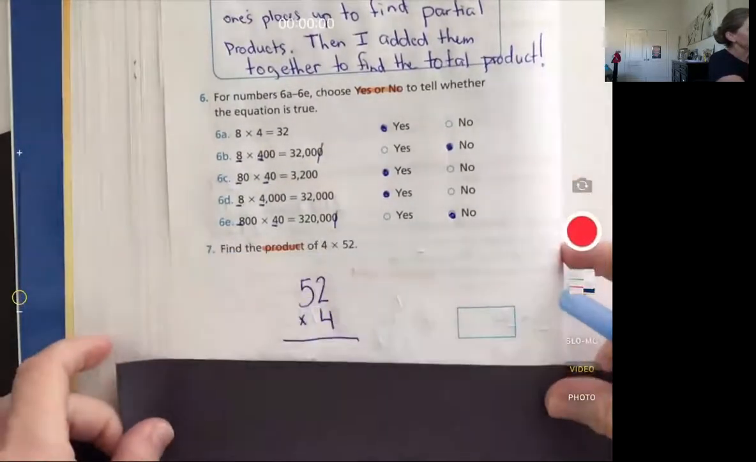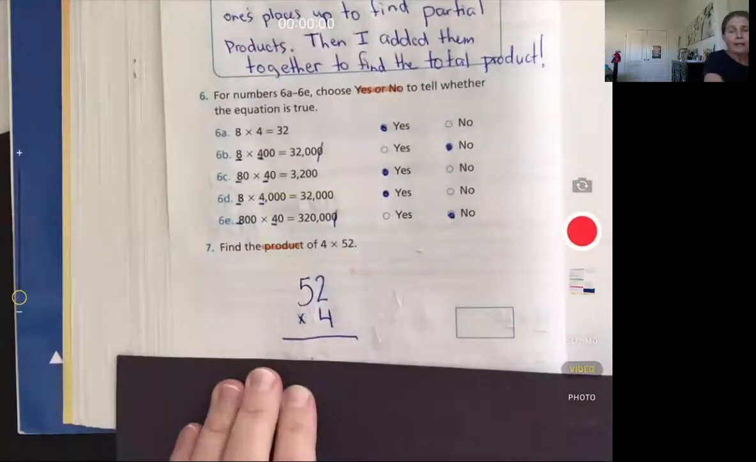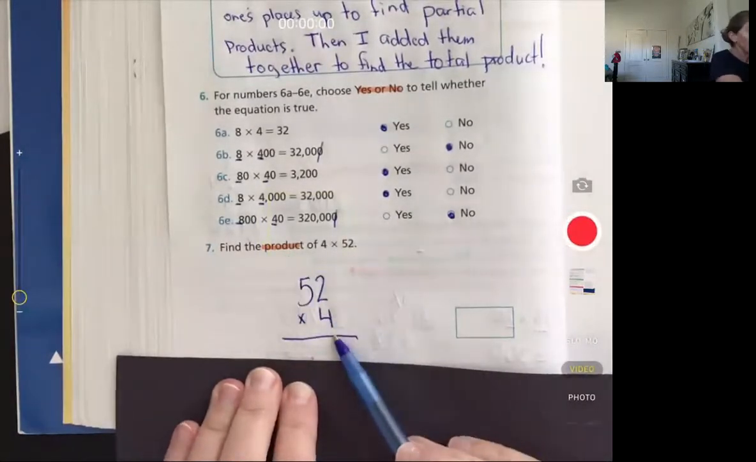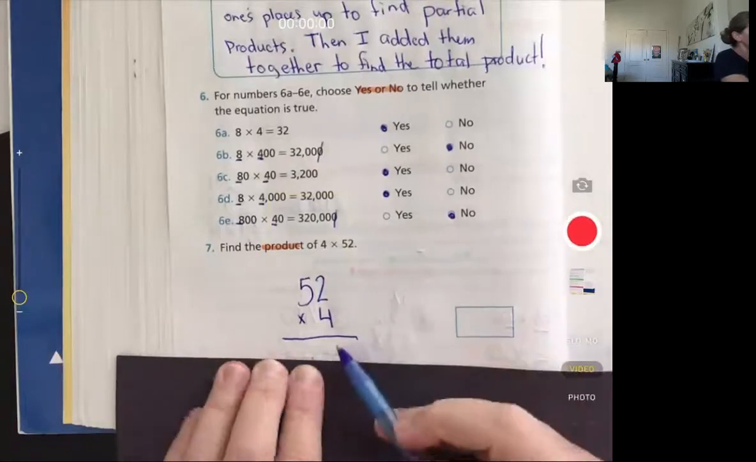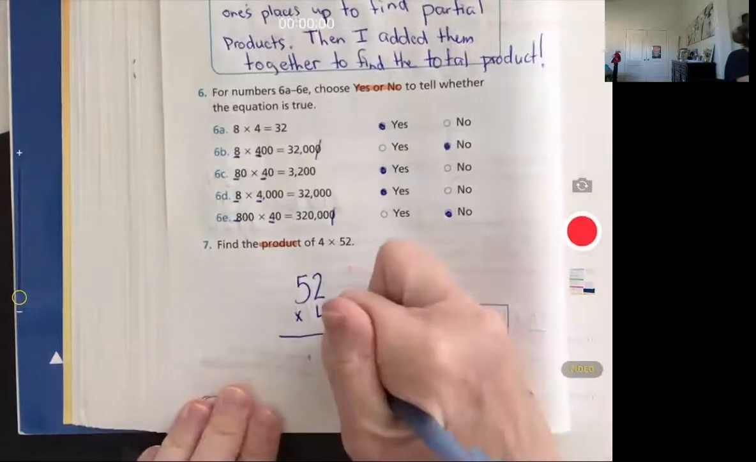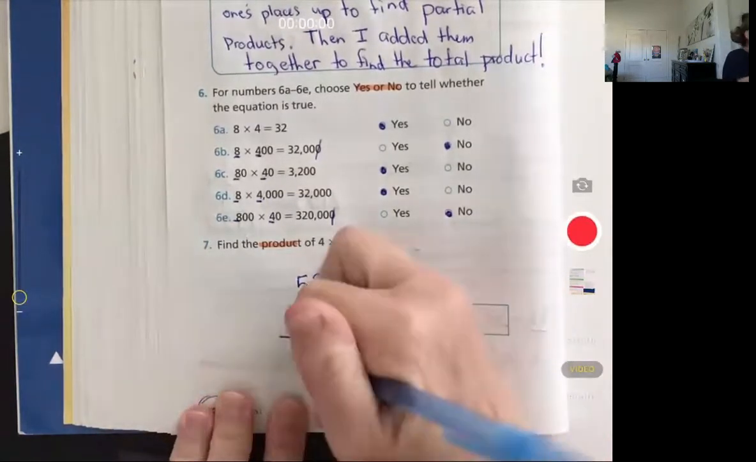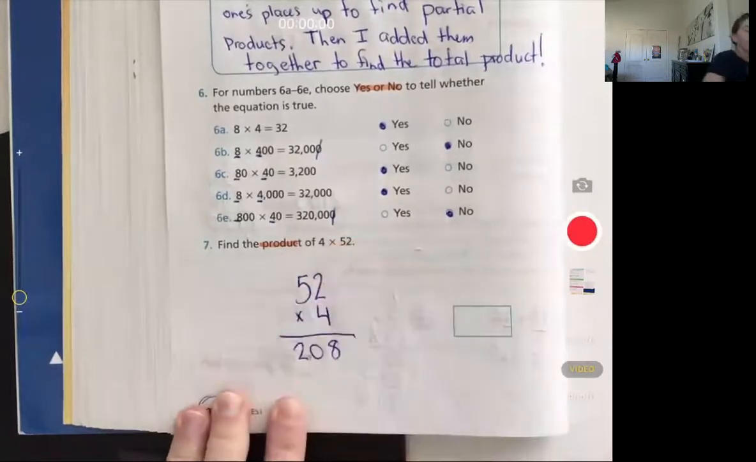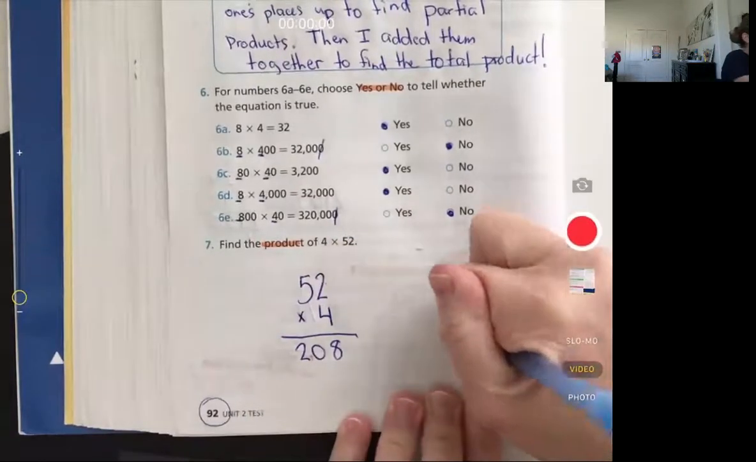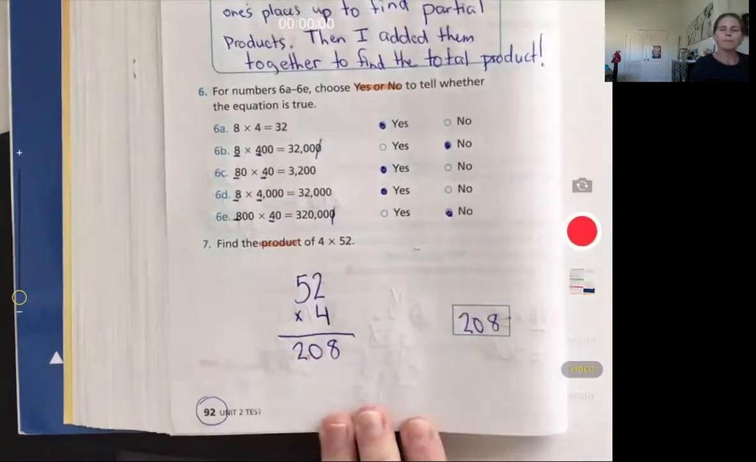Let's go down. This one was also straightforward, just finding the product. That's the answer. We rewrote the problem together. Let's do it. The 4 is in charge. 4 times 2, that's 8. The 4 goes to the 5. 4 times 5 is 20. There is no more math, so the answer is 208. And that's it for number 7.